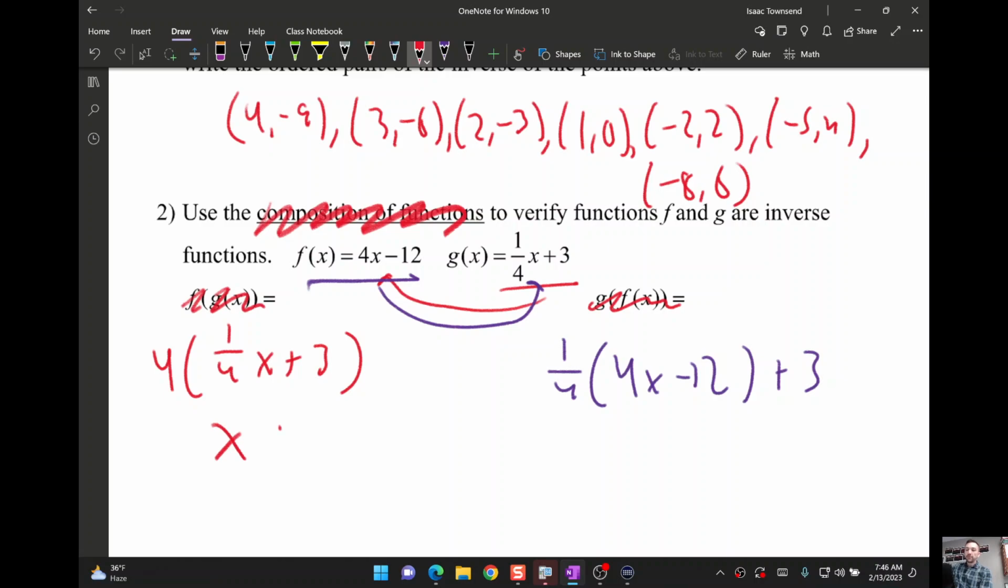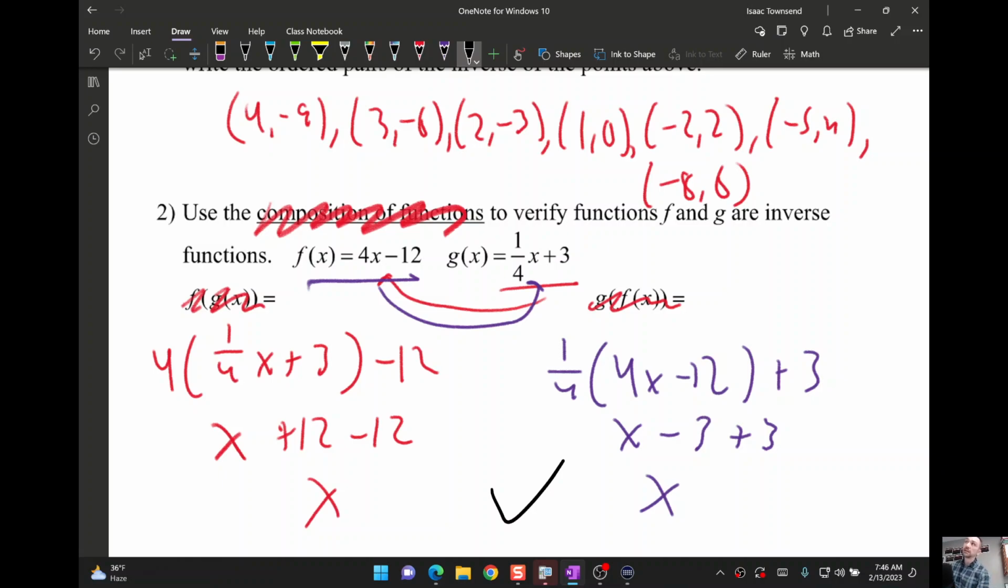Multiply everything by 4. Oops. And do plus 12 with the minus 12. Multiply or distribute your 1/4 and do minus 3 with plus 3. And if both of them simplify to X, then you have proven that they are inverses of each other.